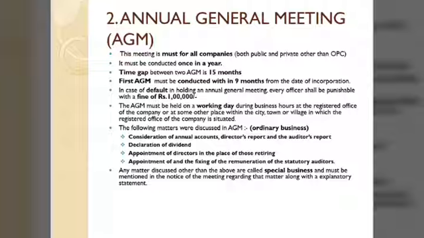The time gap between two annual general meetings is 15 months, and the first annual general meeting must be conducted within 9 months from the date of incorporation. And if there is any default in holding or conducting the AGM, every officer in charge of the conducting shall be punishable with a fine of rupees 1 lakh.